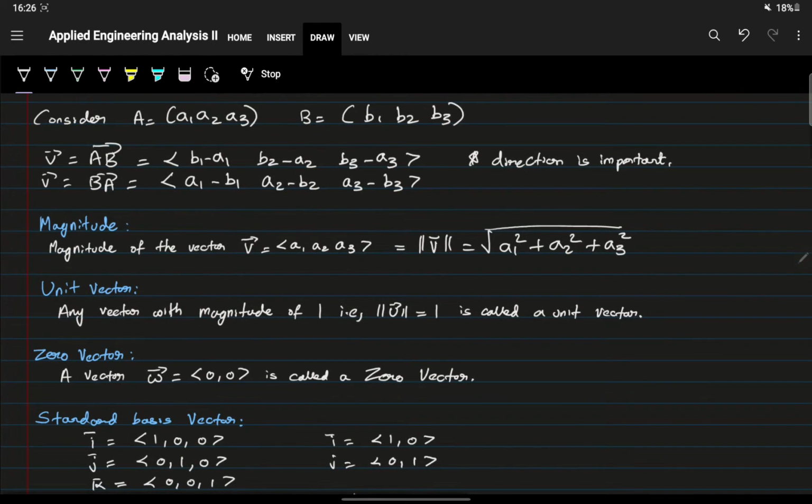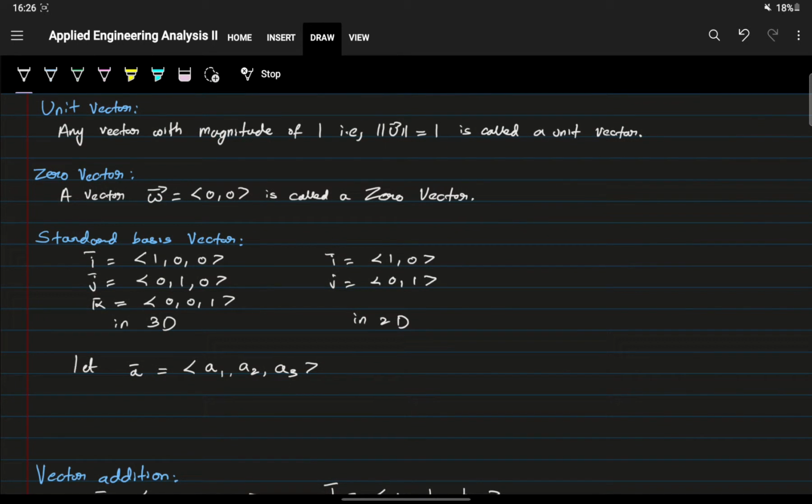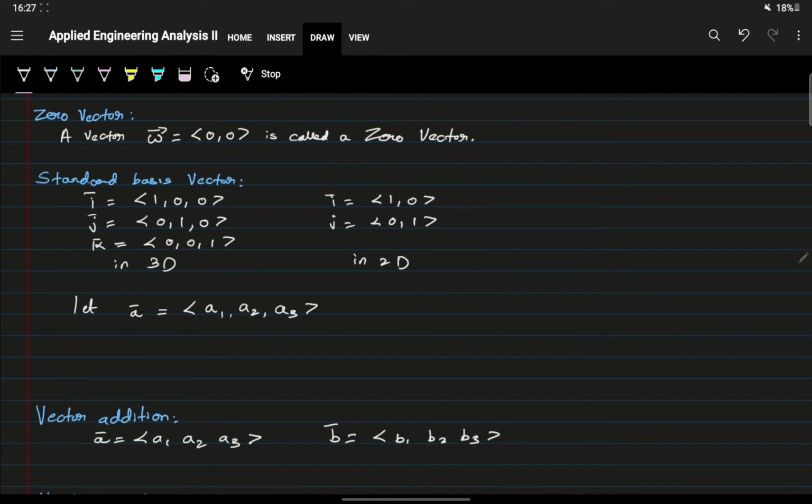And a unit vector: any vector whose magnitude is 1 is called a unit vector. And a vector which consists only of zeros is called a zero vector. Now let's see the standard basis vectors. So we have the principal axes i, j and k. i is given by 1 0 0, j is 0 1 0 and k is 0 0 1. That's in three-dimensional space, and this can also be represented in two-dimensional space.